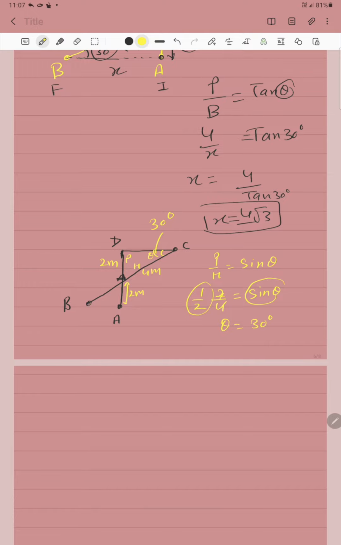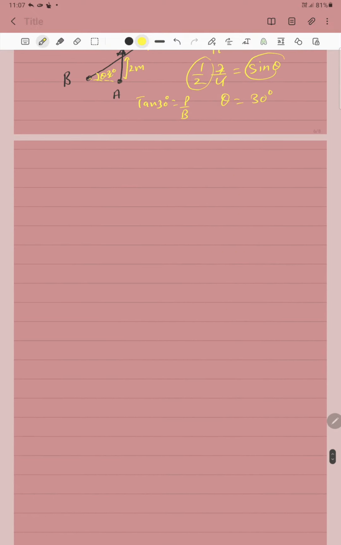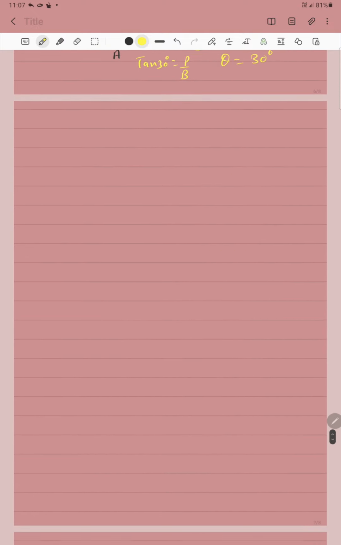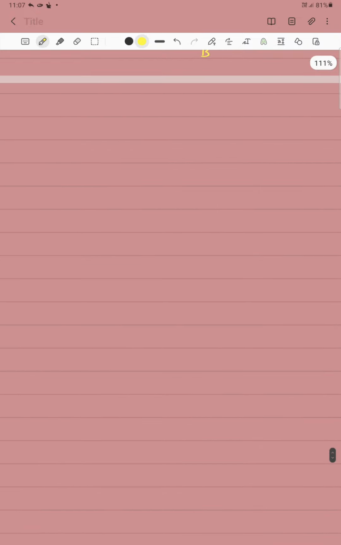If this is a 30 degree angle, draw a dotted line. This angle will also be 30 degree, and in the same way you can approach tan 30 degree equals perpendicular over base, and you will find your answer. Okay, so questions are very easy. You can easily solve them by using these tricks. Just draw a dotted line, try to use trigonometry, try to use Pythagoras, and you can easily solve, right?